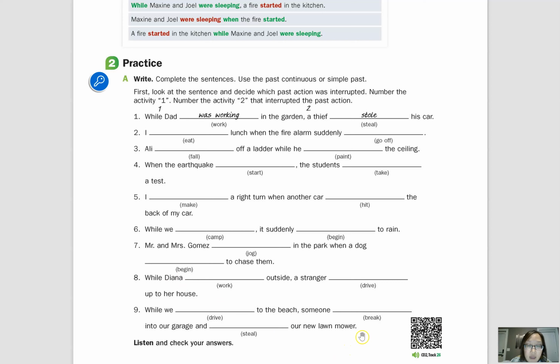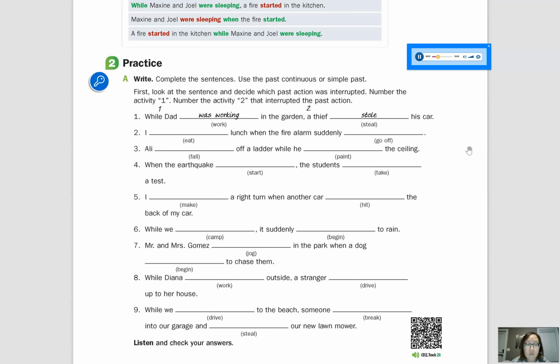Okay, so let me play the answers. Page 114, exercise 2A. 1. While Dad was working in the garden, a thief stole his car. 2. I was eating lunch when the fire alarm suddenly went off.